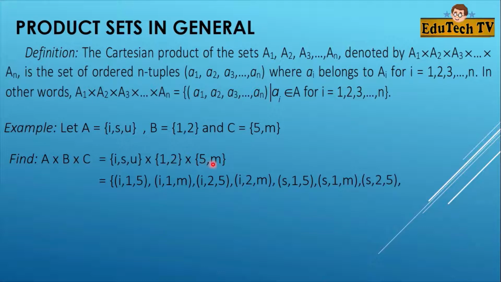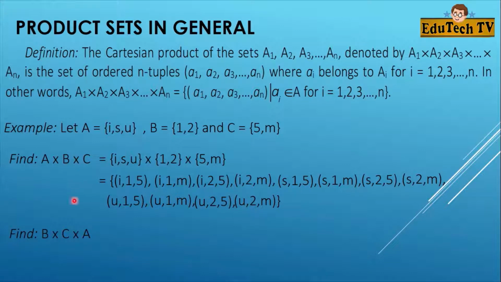S 2 M. Okay, same also with U: U 1 5, U 1 M, U 2 5. Lastly, we have U 2 M. Okay, so this is the product of the three sets. Now find B, C, and A.